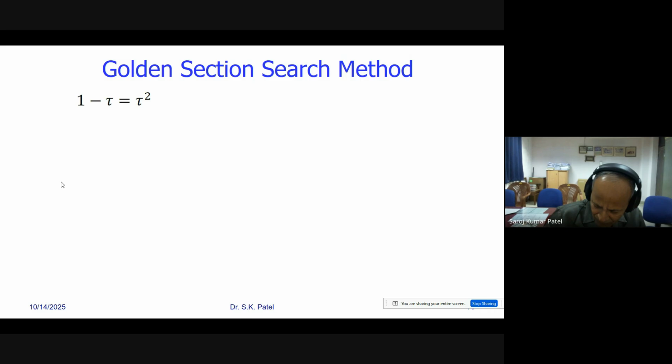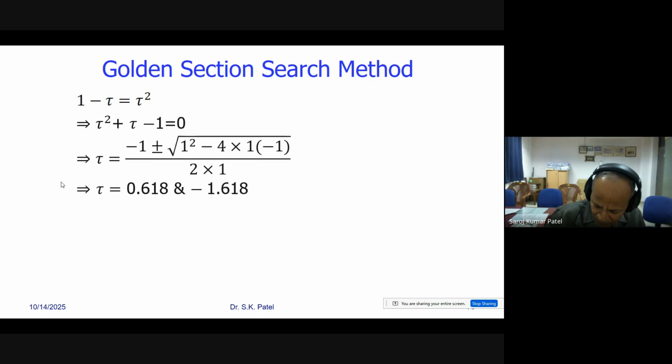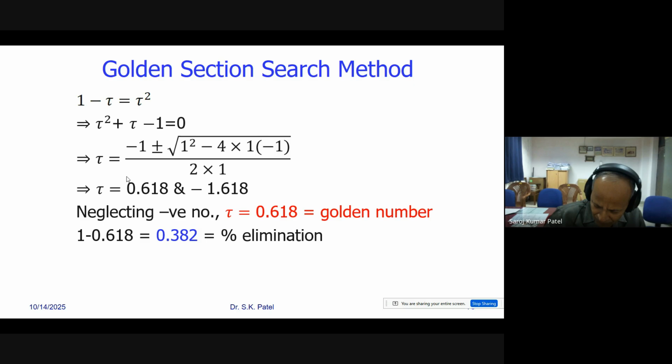What is the value of tau? It is selected such that every time one of the intermediate points will be the same as a previous one. If you solve 1 by tau equals tau square, the tau value will be 0.618. It is a quadratic equation, 0.618. So this is the golden number, and the negative value is not considered. So 1 minus tau times will be eliminated. So at every iteration, 1 minus 0.618 is 0.38.